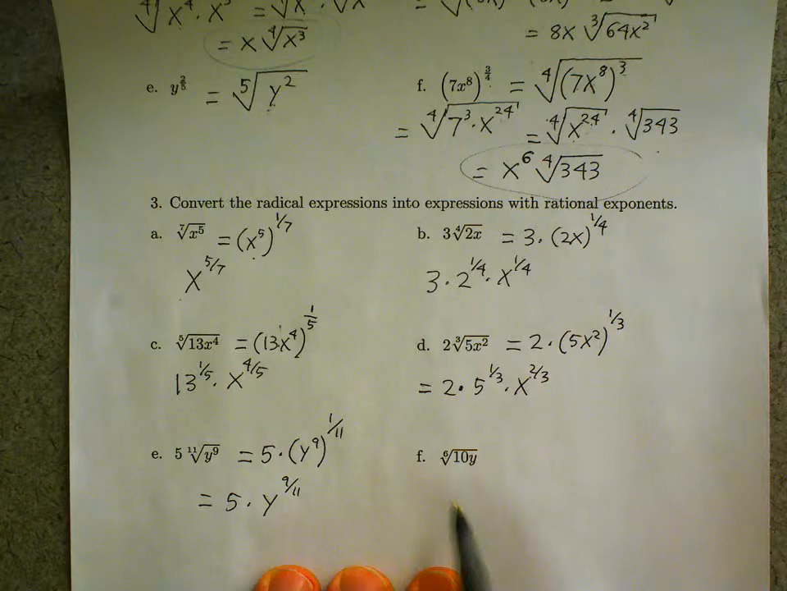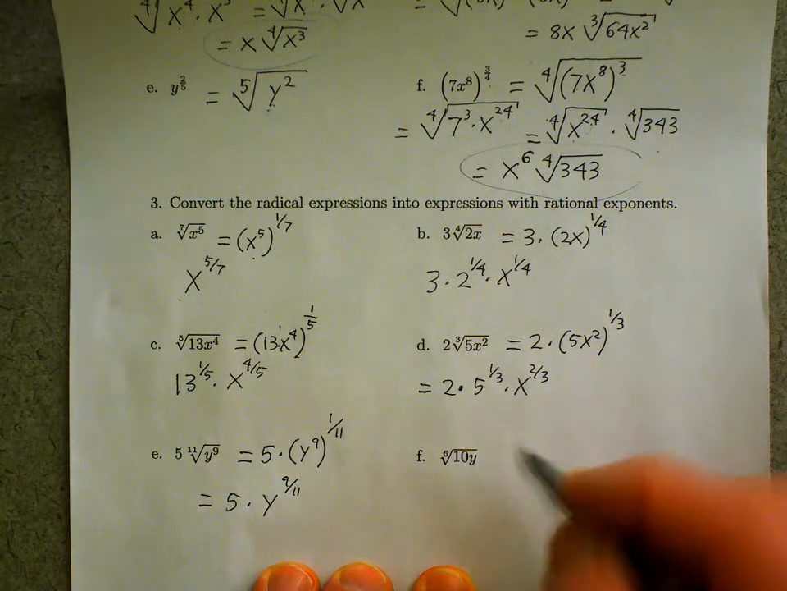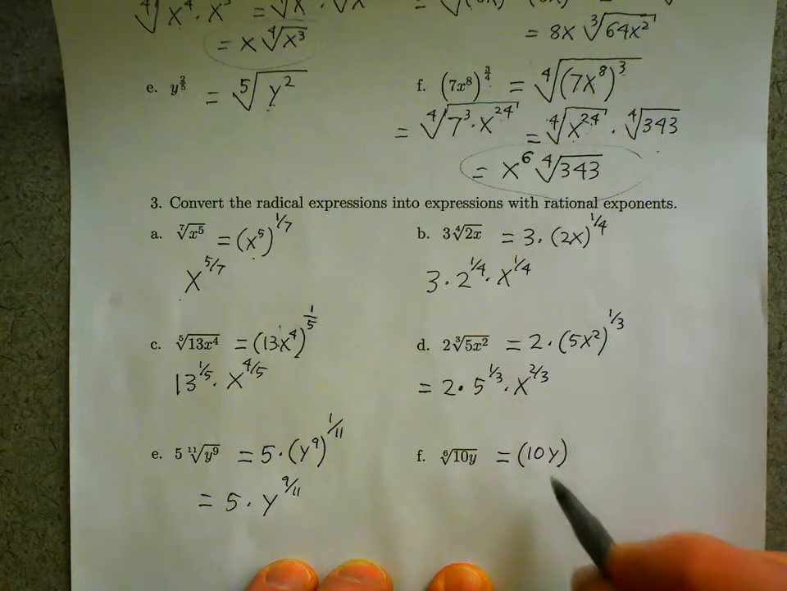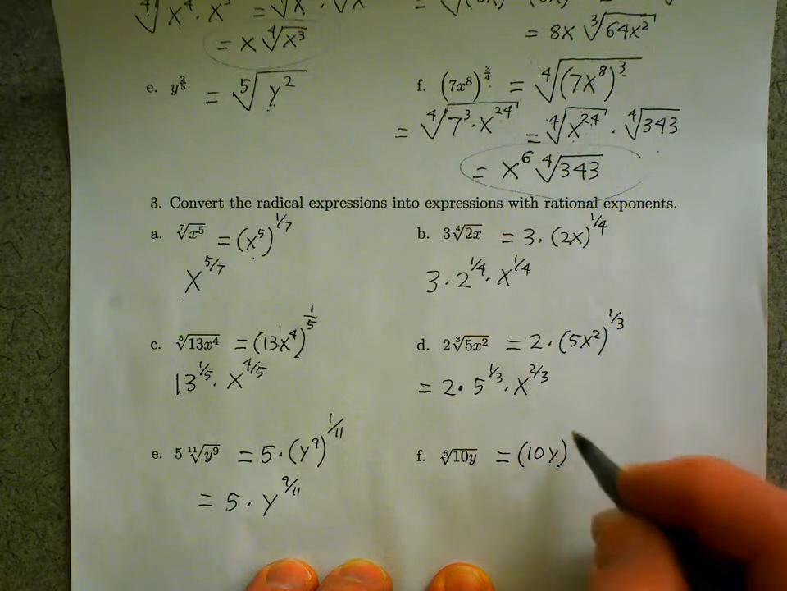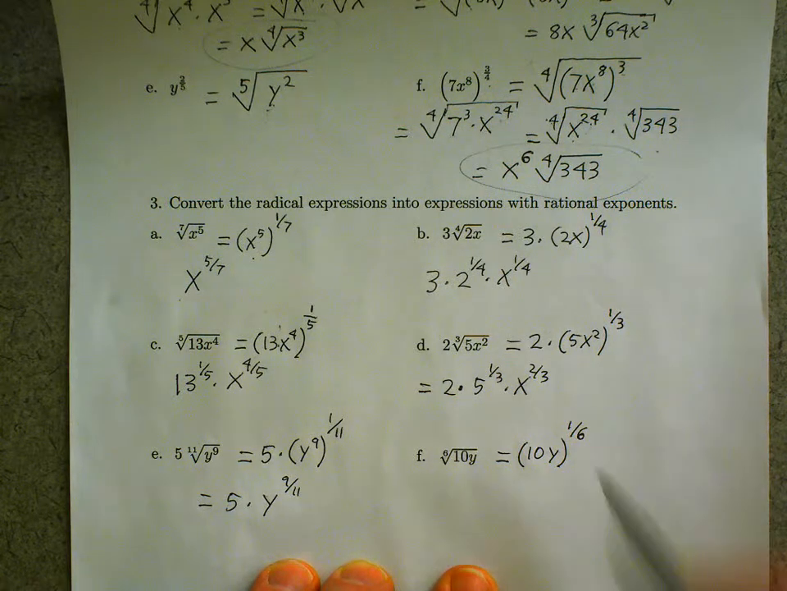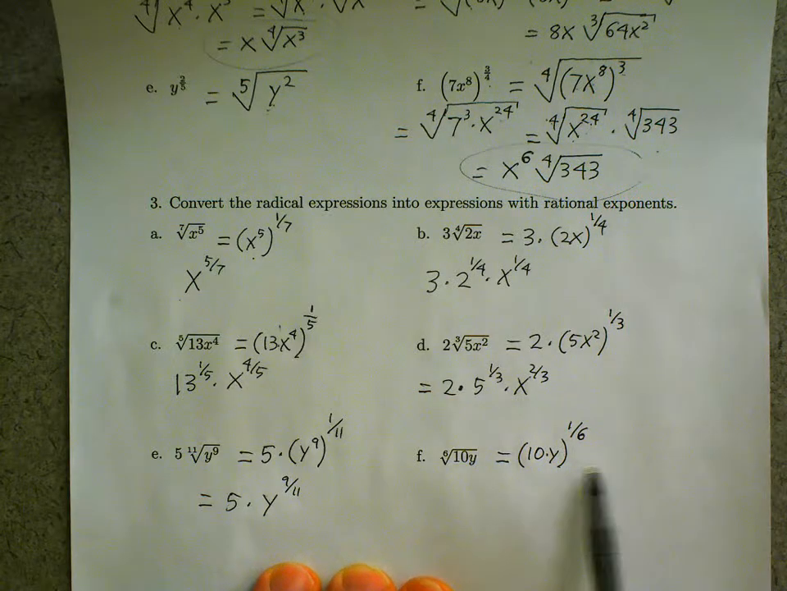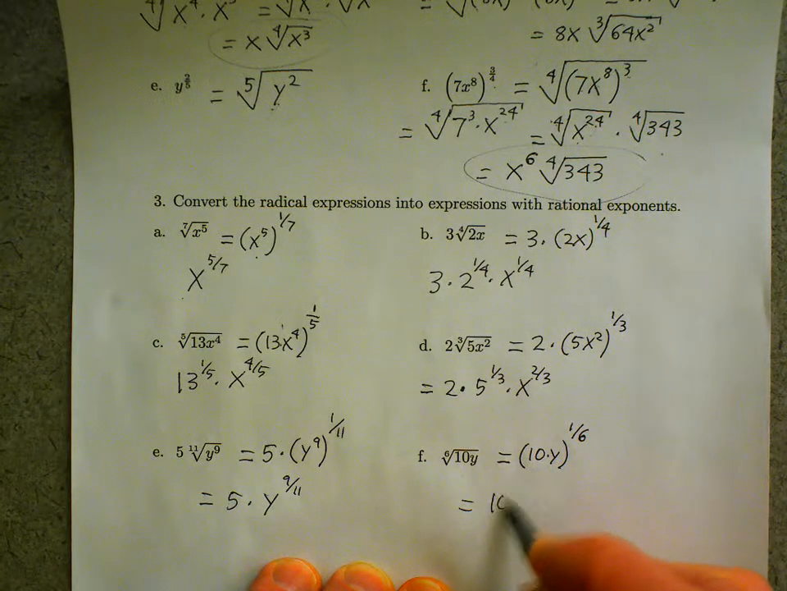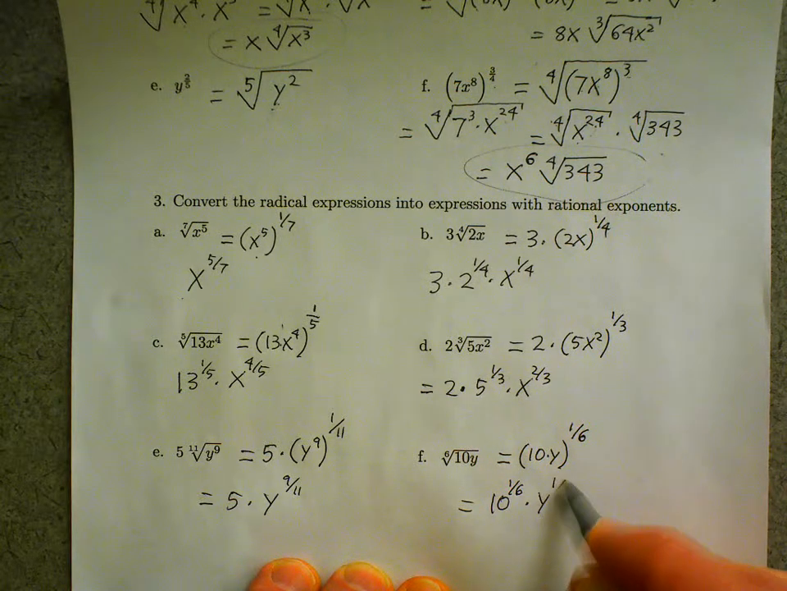Okay, the next one, the 6th root of 10y. So inside the radical, we have 10y. So 10 times y in parentheses with the exponent 1/6. So this is a fine answer, but we can take it one step further and write it as 10 to the 1/6 times y to the 1/6.